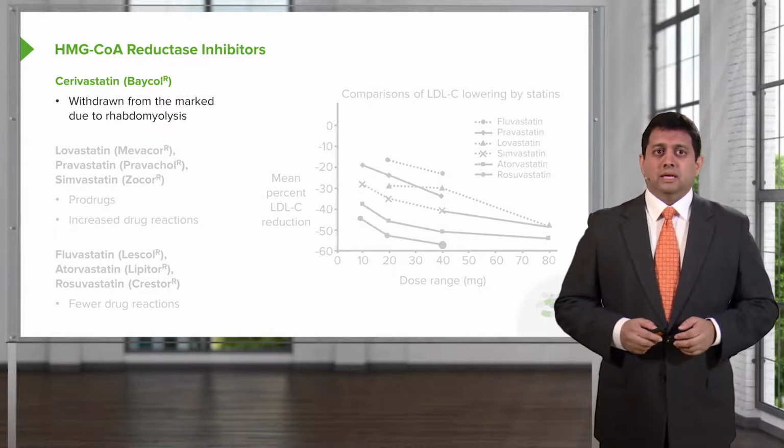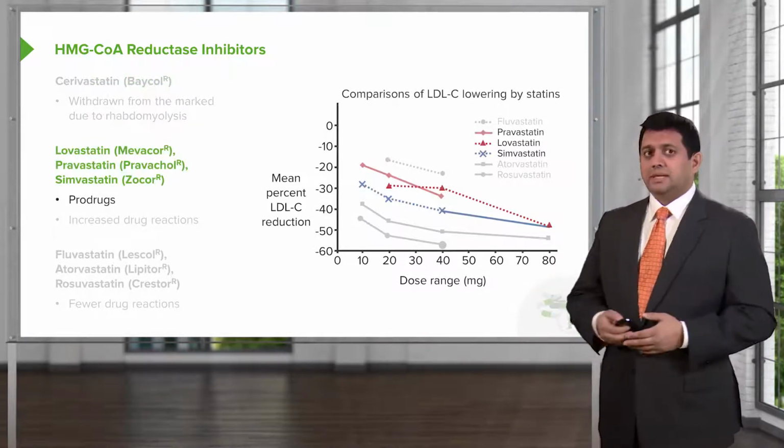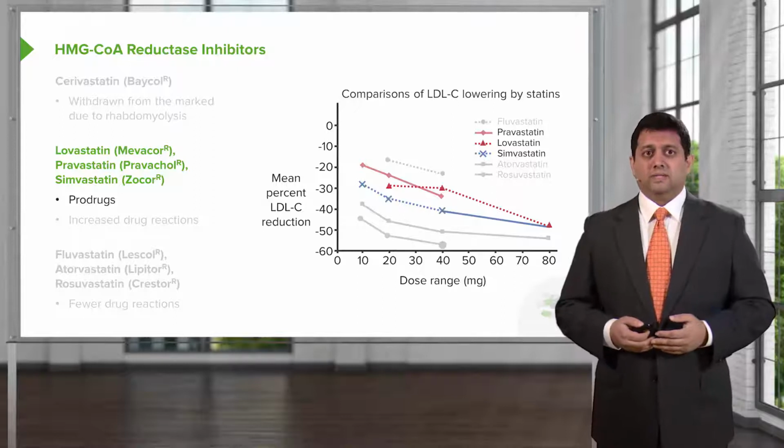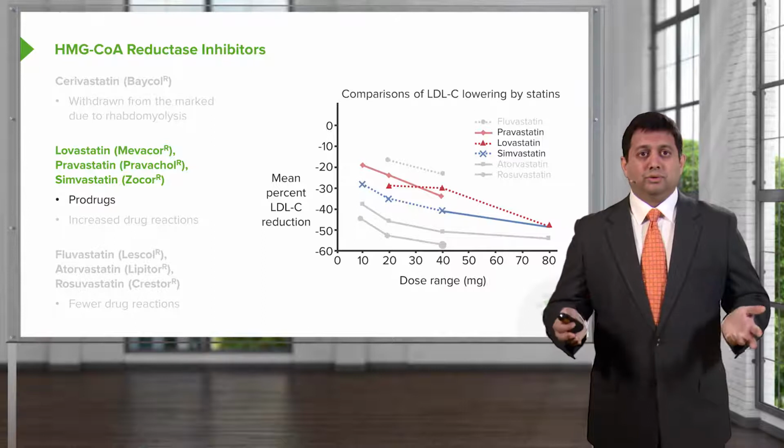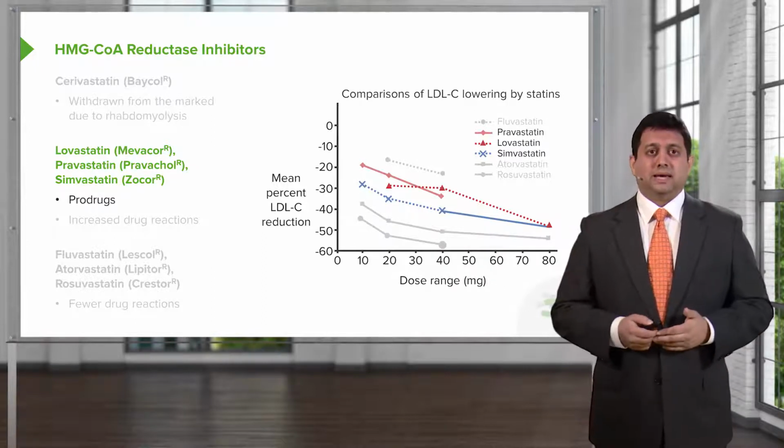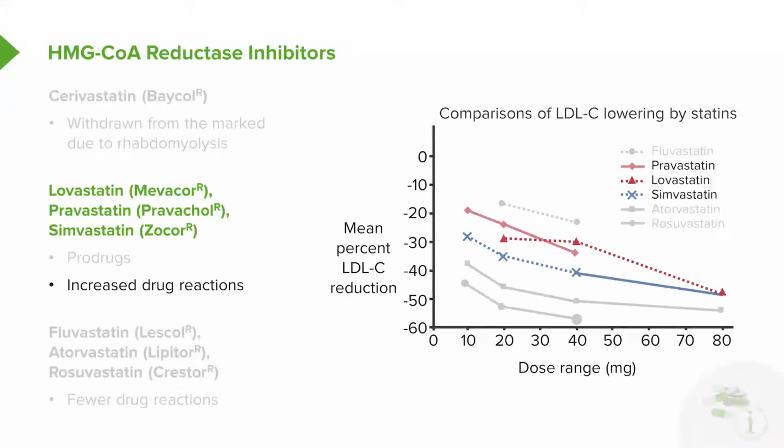The first generation of statins are lovastatin and simvastatin, and these are introduced into the body as prodrugs, and then they are metabolized into active agents. There's an increased number of drug reactions with these medications.